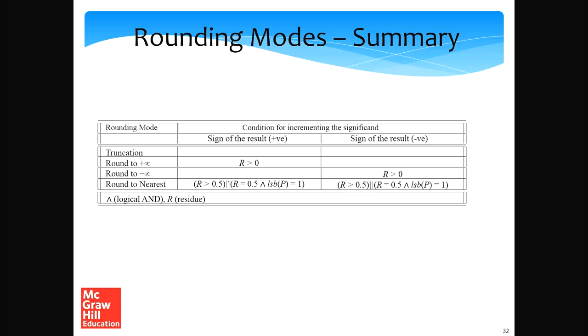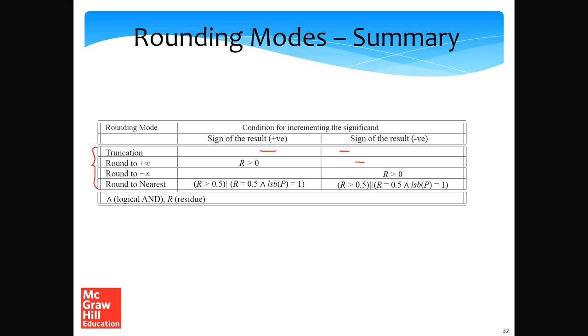So these are all the conditions for all the 4 rounding modes. Truncation, which means do nothing. So do nothing means keep the significand as is, get rid of the residue. In all cases we get rid of the residue, but here we keep the significand as is. Round to plus infinity, we check if the residue is non-zero. And of course, if the sign is positive; if the sign is negative, again we do nothing. And round to minus infinity is just the reverse of round to plus infinity.